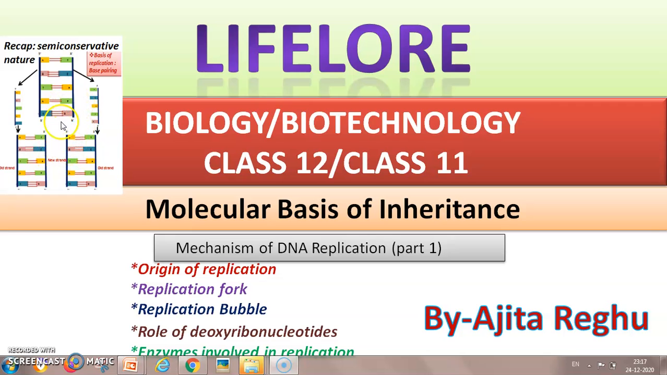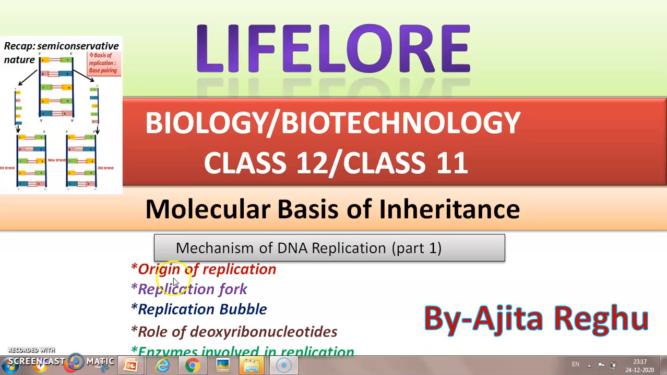So, how does this replication occur? Of course, they will be semi-conservative finally. The new duplexes will have semi-conserved nature. But how does the whole process of replication occur?